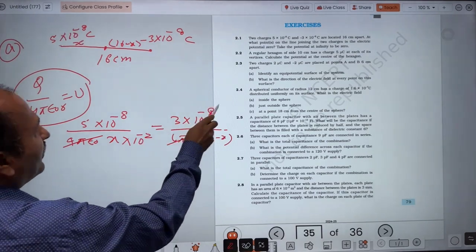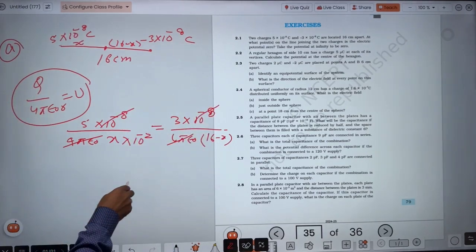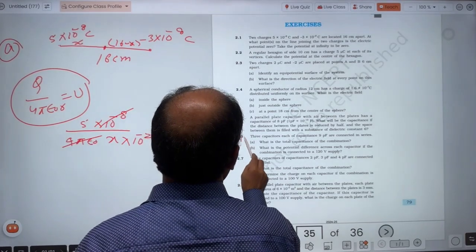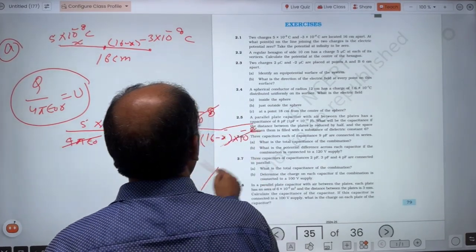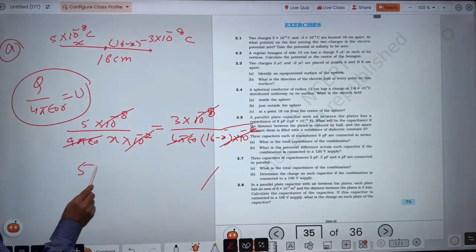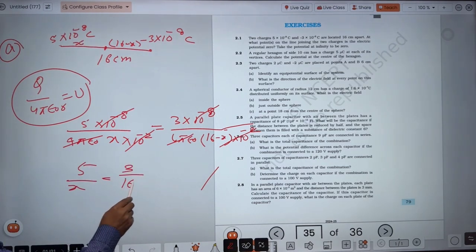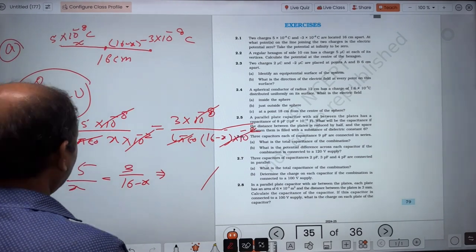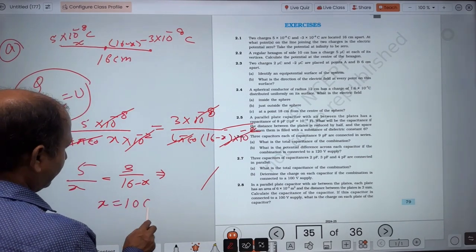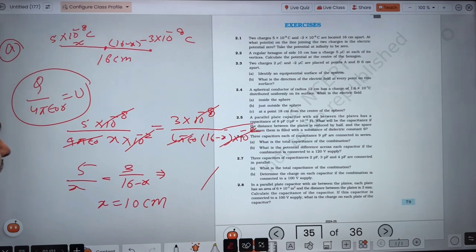4 pi epsilon naught cancels out, 10 power minus 8 cancels out, and 10 power minus 2 also cancels out since these are in centimeter. What will be left? 5 upon x equals 3 upon 16 minus x. Try to solve it. Take 1 minute. So you will get x equal to 10 centimeter. Correct? This is case number 1.